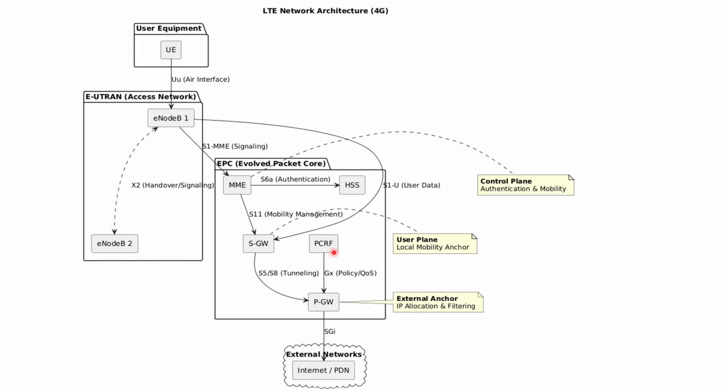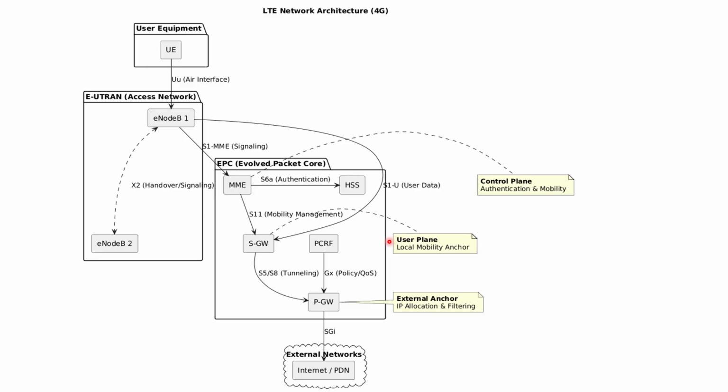Also in the core network we have the PCRF, that is Policy and Charging Rules Function, and this node manages the quality of service and the charging rules. And it has the Gx interface, and through this interface the PCRF provides the P gateway with policy rules like bandwidth limits or traffic prioritization. Okay, and it ensures that the user data session does not go beyond their specific subscription plan.